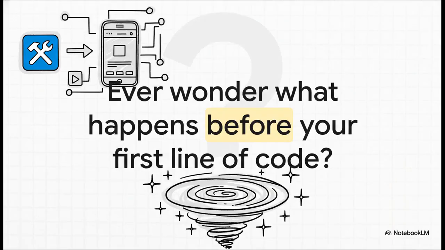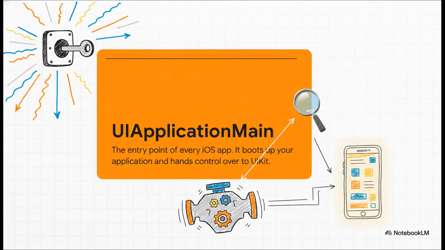I mean, really, have you ever stopped to think about it? You hit that run button in Xcode, the simulator or your phone lights up, and boom, your app is there. But there's this whole world of setup that happens in that split second. So what's the magic that kicks it all off? Well, here's the answer. It's a function called UIApplicationMain.